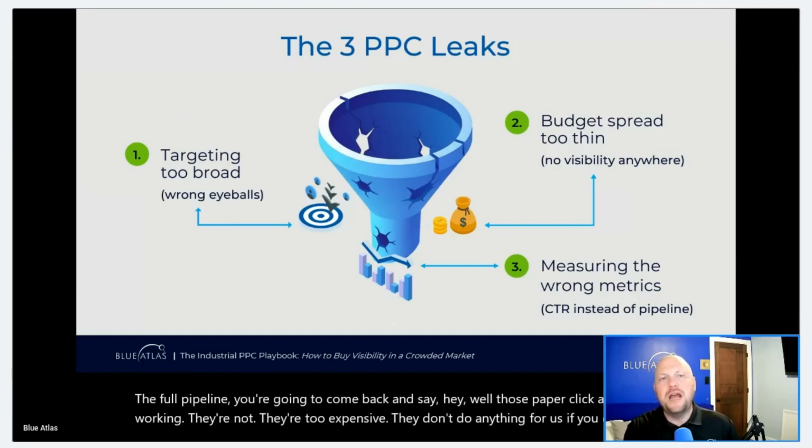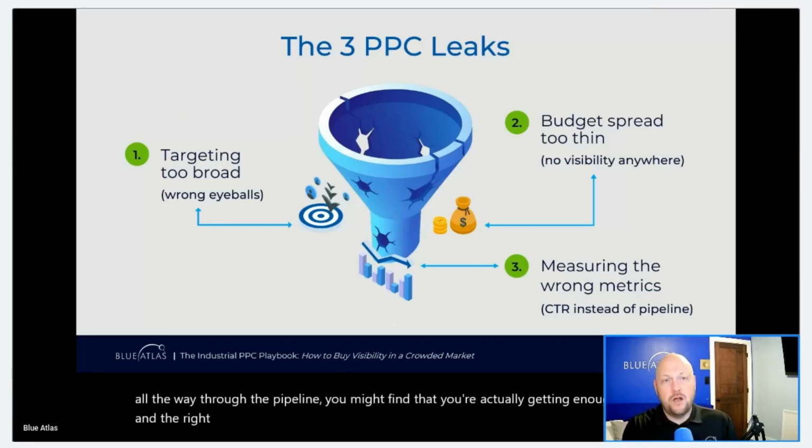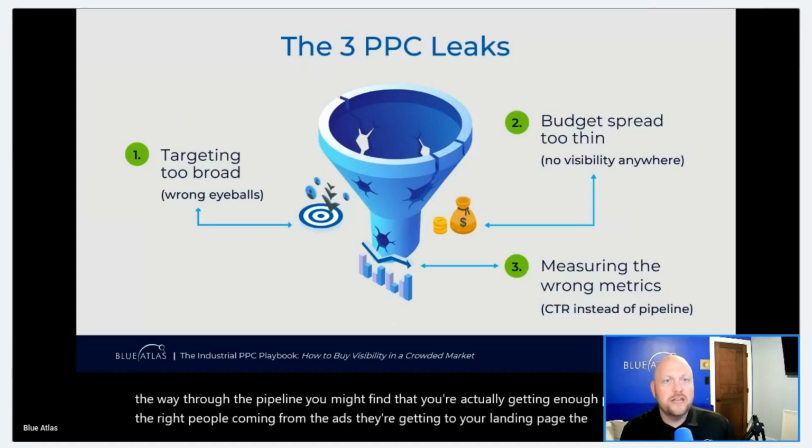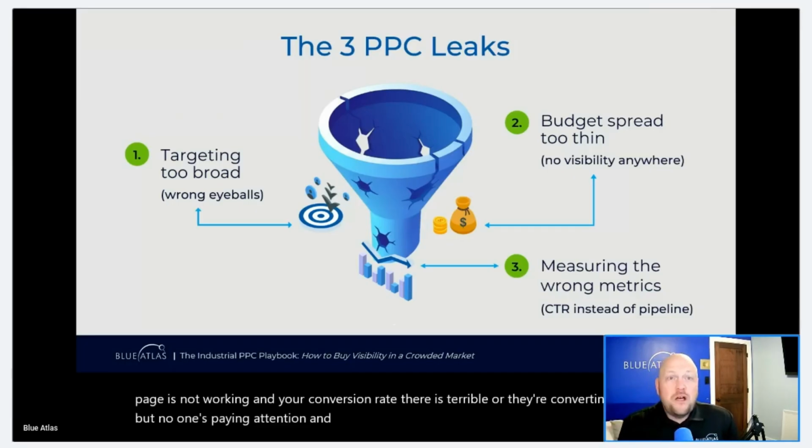If you don't track all the way through the pipeline, you might find that you're actually getting enough people and the right people coming from the ads. They're getting to your landing page. The landing page is not working and your conversion rate there is terrible. Or they're converting to a lead, but no one's paying attention. And after they became a lead, nobody's following up. And so that's where the fall is.